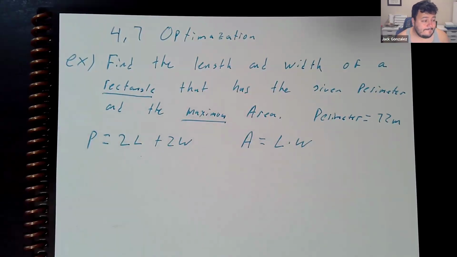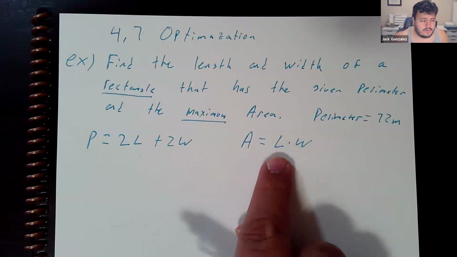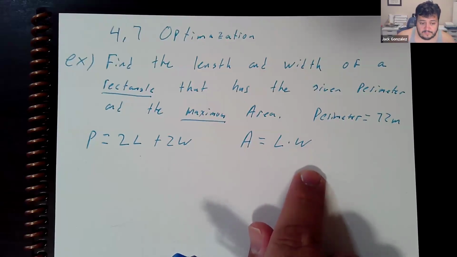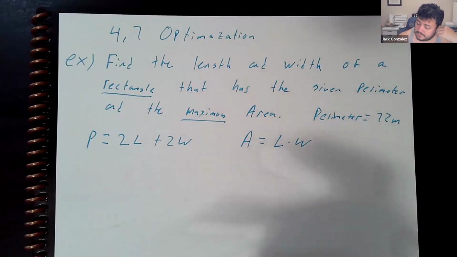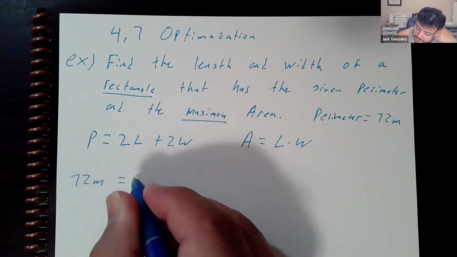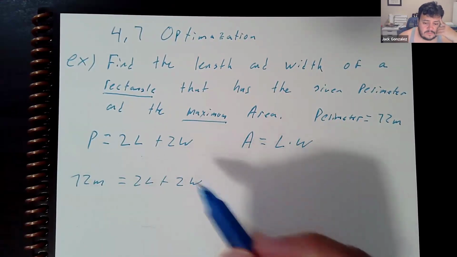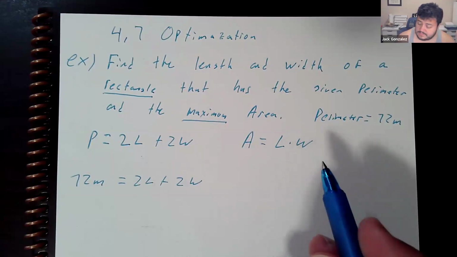Now, eventually we want to use the area formula, but we have everything in terms of length and width. So I'm like, well, that's two different dimensions. I'd rather have it all in one variable if possible. So use the perimeter to help you simplify this. So that's what we're going to do. Set this equal to 72 meters and solve for one of the variables. And then you're going to substitute it in here. Okay, so I'm going to solve for length, I guess.